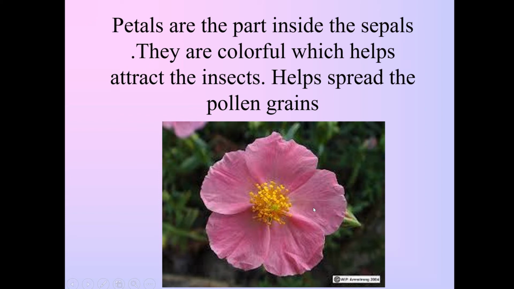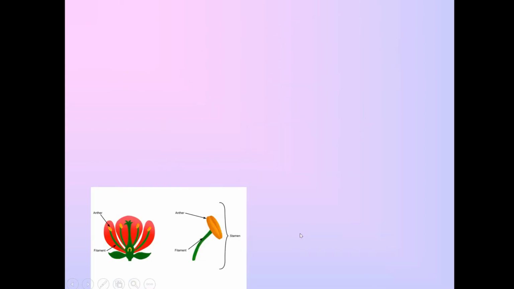It would help spread the pollen grains, because some pollen grains will go to the back of the bees. Because the pollen grains are very small, it helps spread the pollen grains. When the bees go to another place, it can also reach another flower like this.